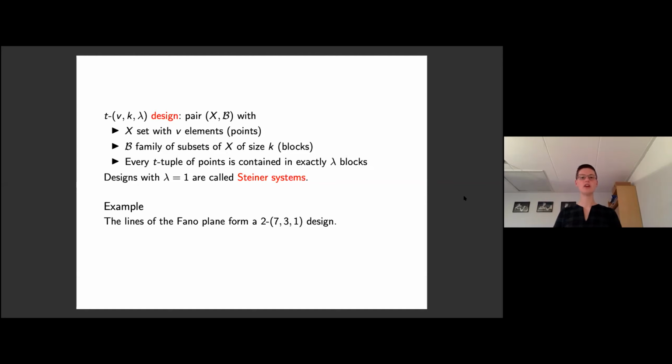An example of a design is the Fano plane. You take 7 elements, the 7 points of the Fano plane. You say that the blocks are lines. They all have size 3. That's the 3 over here. And we have 7 points. And you can say that every pair of points, so every 2 points, they are in exactly one line. So the Fano plane and in fact every projective space is going to give you a design and actually a Steiner system.